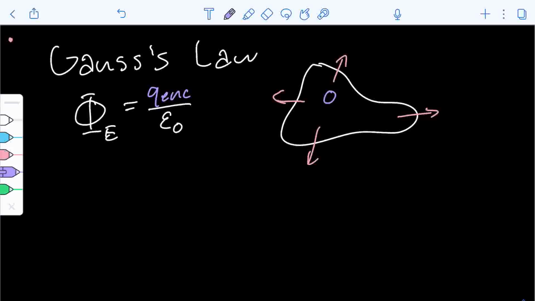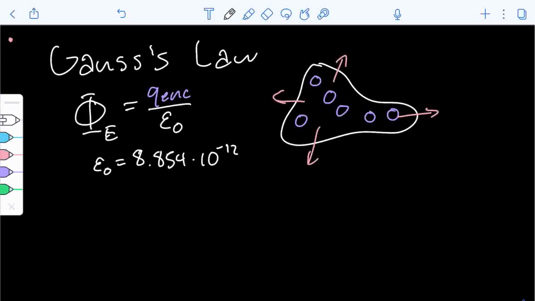The charge enclosed is just how much charge is inside of this closed surface, and epsilon 0 is a constant known as the permittivity of free space. Its value is 8.854 times 10 to the negative 12th, and its units are, well, you can use a lot of units, but the most common one is farads per meter.